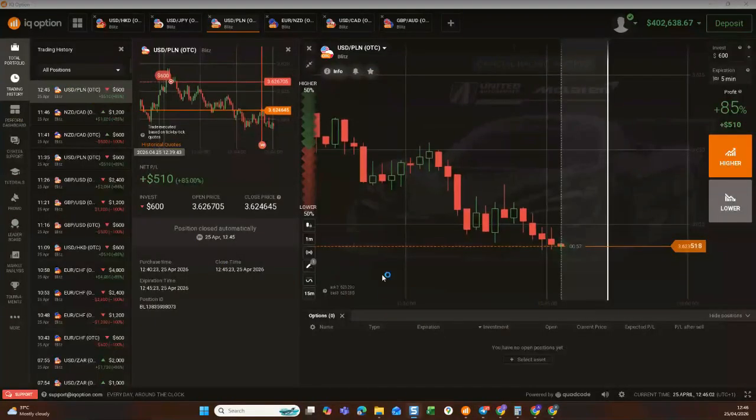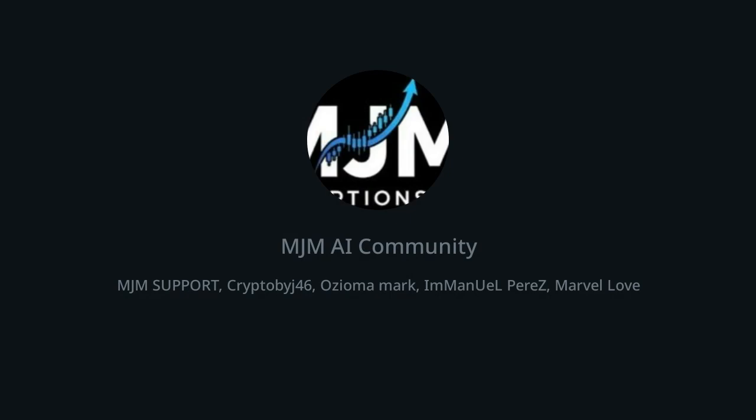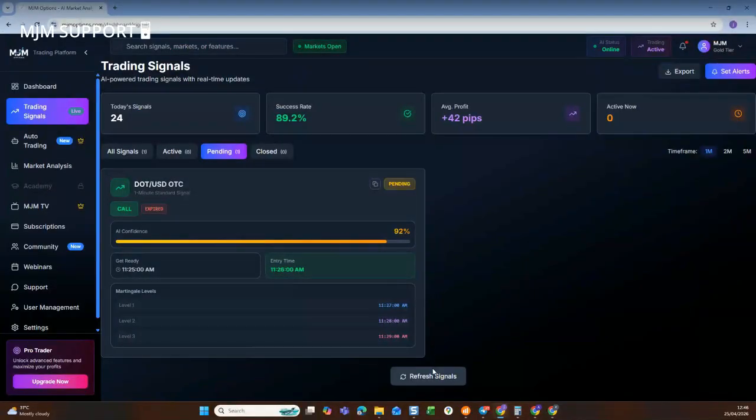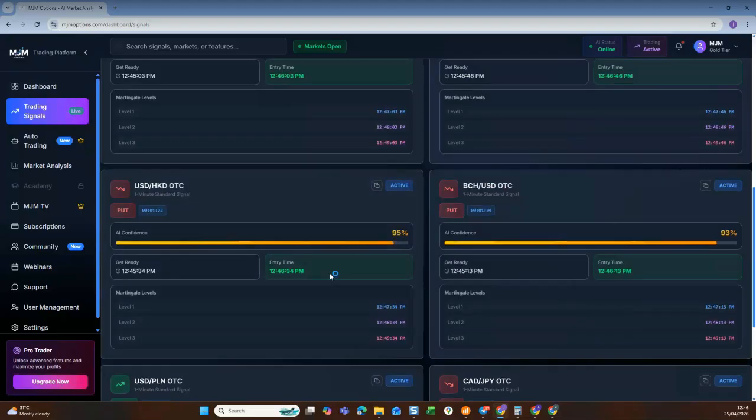So the next thing I have here is the 1 minute standard signal. That's to be above 1 minute, 90%, and the countdown time has to be above a minute for you to take the signal. So 95 above 1 minute, I take the signal. So next thing we are going to say is auto trading.